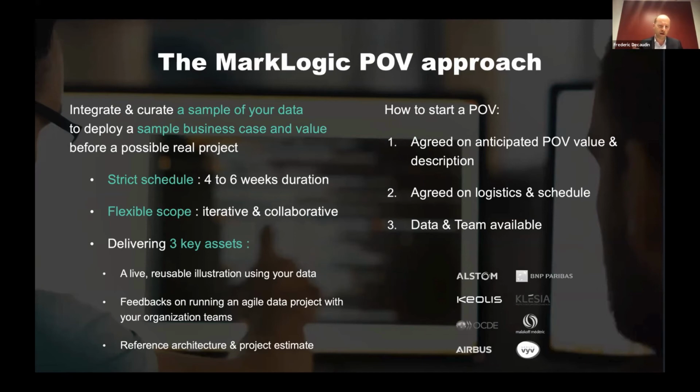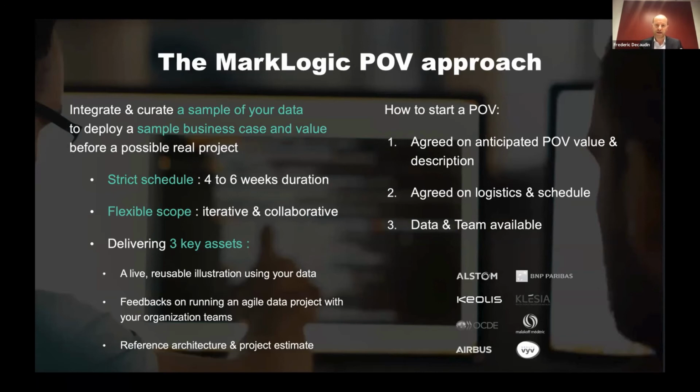And at the end, again, we are delivering 3 key assets. The first one is a live reusable illustration. So yes, it is a demonstration on your data. We demo that we can build something in such a time on the data you provide to us. But this is also feedback on how you can run this project with your team. And this is also, of course, a reference architecture in your context, as well as a project estimate.